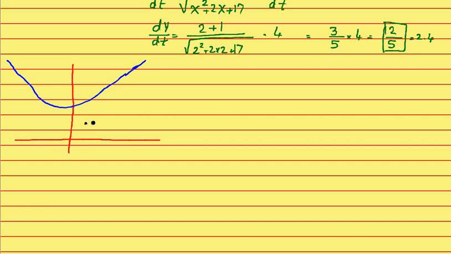Here was our point with coordinates 1, 3. Somebody is traveling on the blue line. Its coordinate could be x and y, where you remember y was given as radical x squared plus 2x plus 17. These are separated by this.